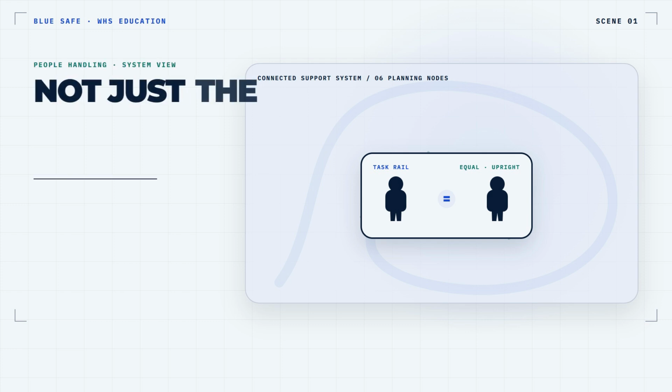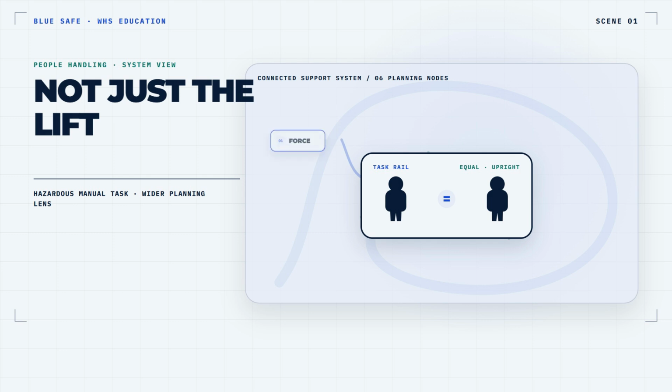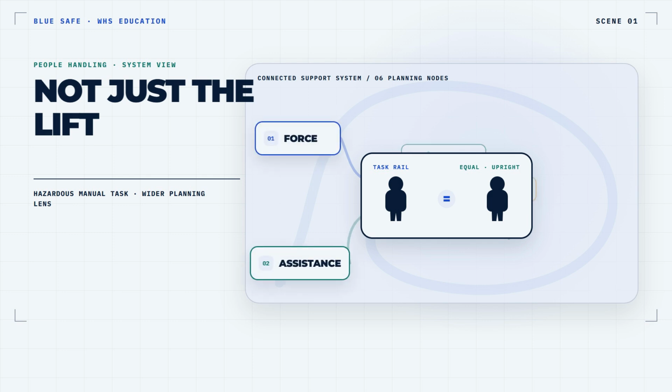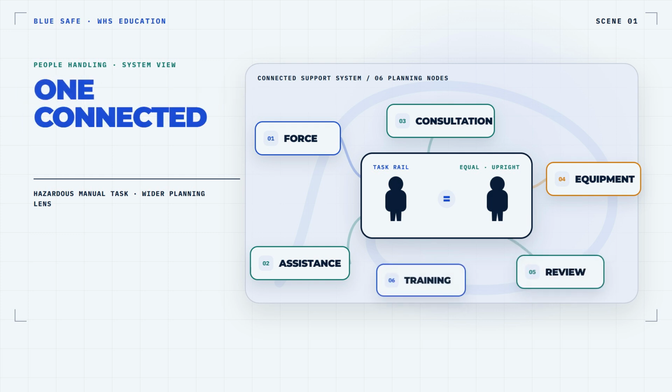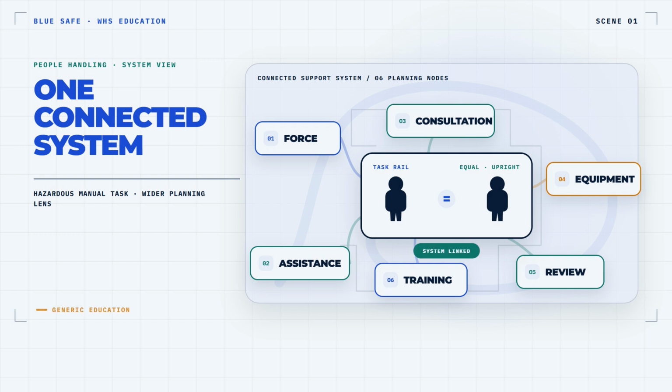Handling a person safely is not just a question about the lift. It is a hazardous manual task that needs a wider system view. The approved Queensland guidance connects the task, the forces on the worker, the assistance available, consultation, equipment, review, and training. Start by seeing those parts as one connected safety system.